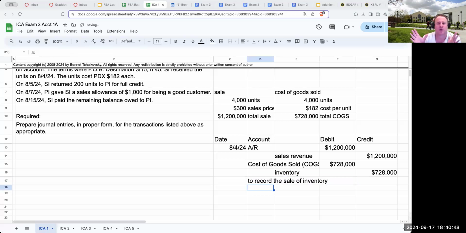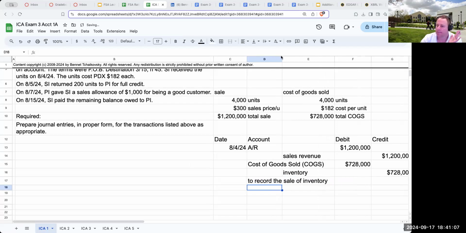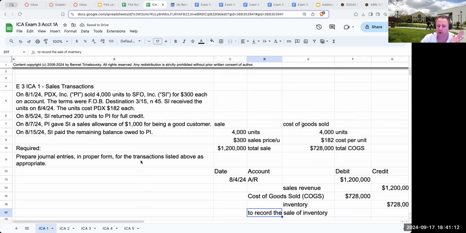So we got a lot of stuff going on here. We basically need to record that sale, very similar to when we were performing consulting services in prior lectures. But now we've got inventory coming off of our books. So I have to show that with a credit to inventory, and I am debiting cost of goods sold. Okay, so got this over here for August 4th. I've got a description. We're good to go.